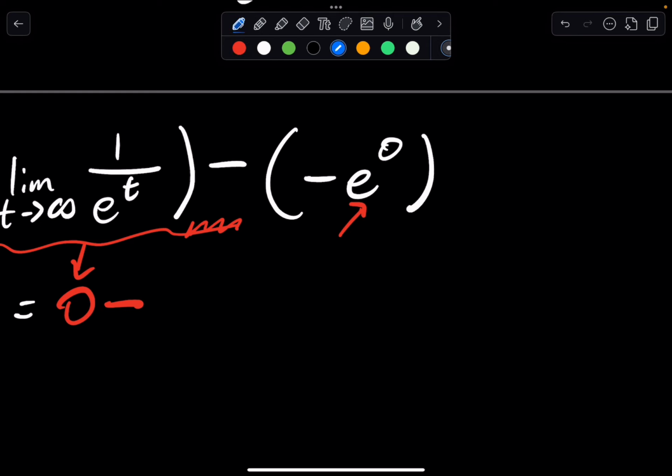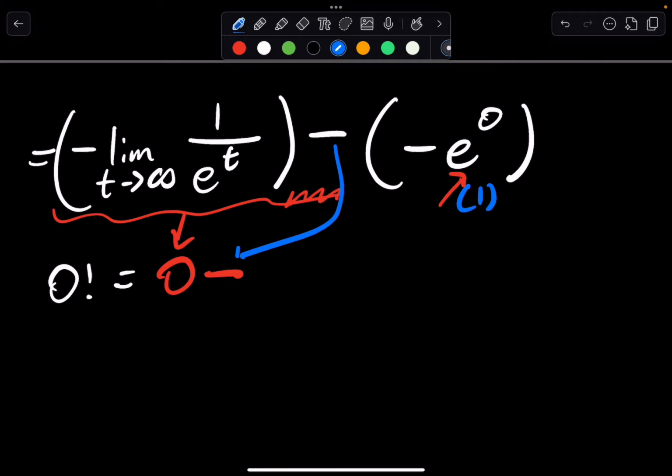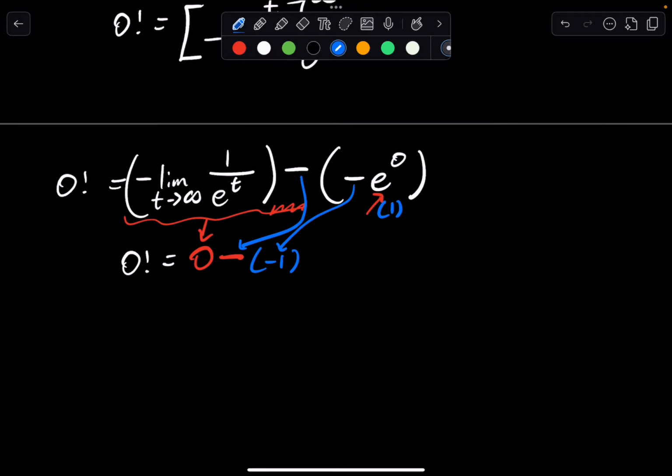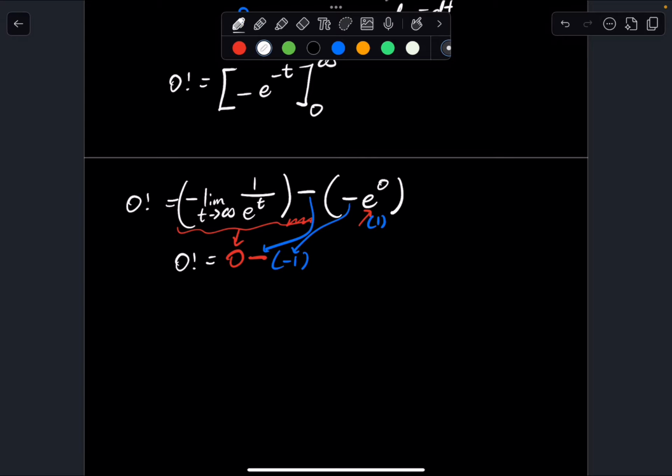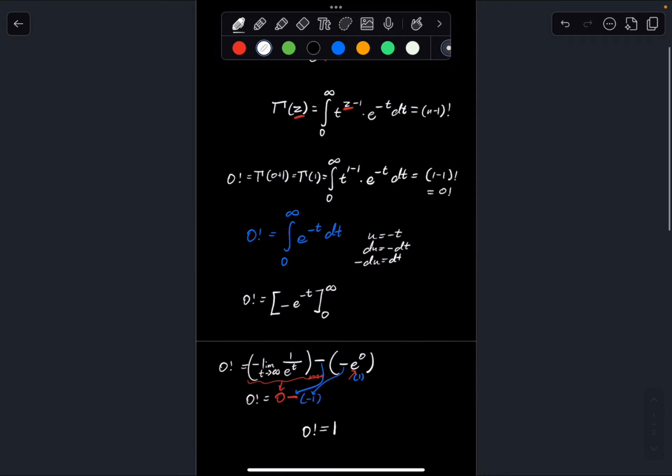What is e to the 0? Anything to the 0th power, except for 0, I can do a separate video on 0 to the 0, it's a really fun one, anything to the 0th power is just 1. So we have minus right here, negative 1. Ladies and gentlemen, that means 0 factorial is just equal to 1. And we've achieved our answer.